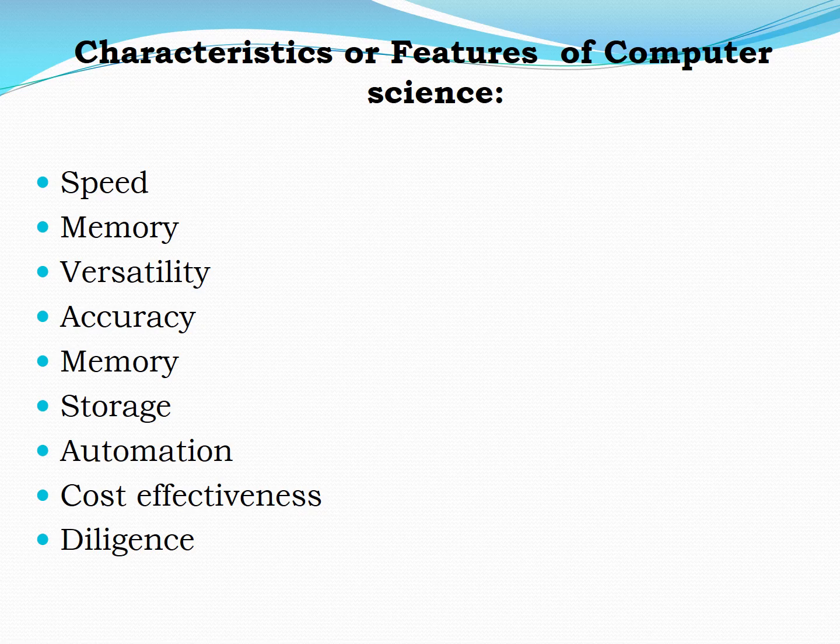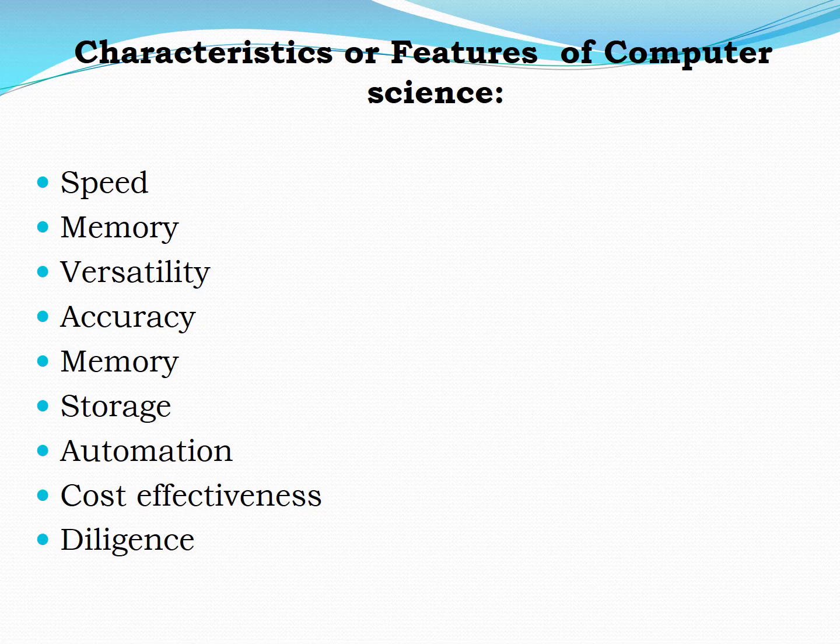The characteristics or features of computer science are speed, memory, versatility, accuracy, storage, automation, cost effectiveness, resilience. These are the different characteristics. Let's go through them again. First, speed. Speed is nothing but executing a program faster. That is what we call speed.